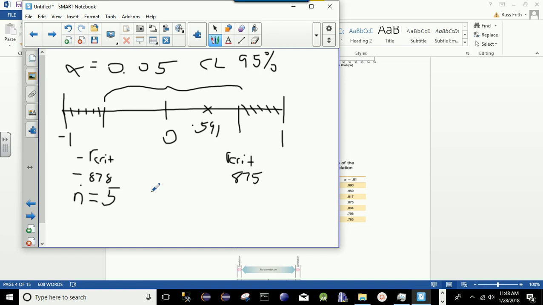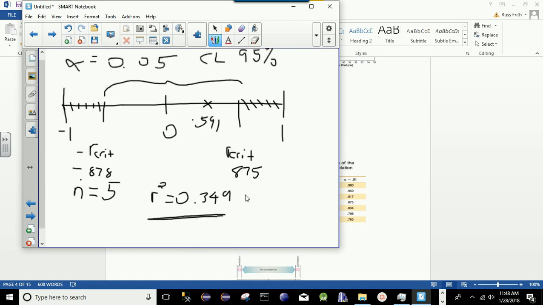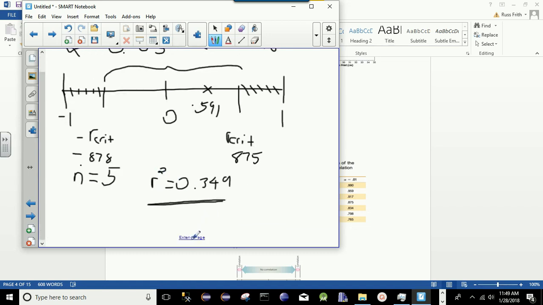So what we do then is we square the R value. 0.591 squared is 0.349. And so we conclude that about 34.9% of the variation in height can be explained by the linear relationship between lengths of shoe prints and heights. So only 34.9% of the explanation of height as a function of shoe size is there. So this is a weakly correlated relationship.